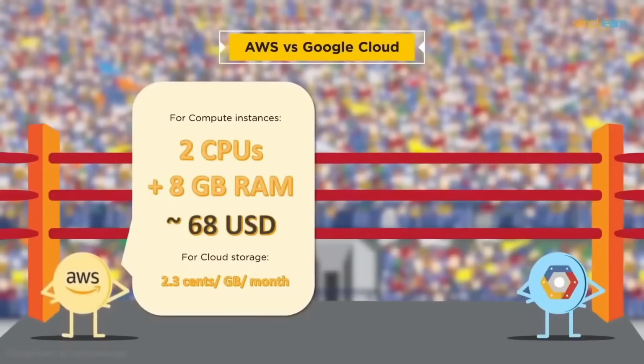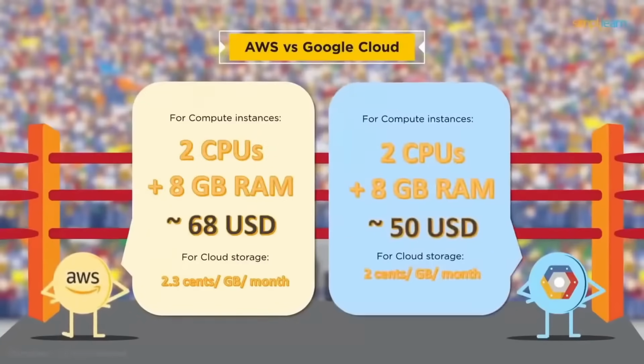You really want to do that? Because GCP wins this hands down. Let's take the same compute instance of 2 CPUs with 8 GB RAM. It will cost approximately $50 per month with GCP. And as per my calculations, that's a 25% annual cost reduction when compared to AWS. Talking about cloud storage costs, it is only 2 cents per GB per month with GCP. What else do you want me to say?